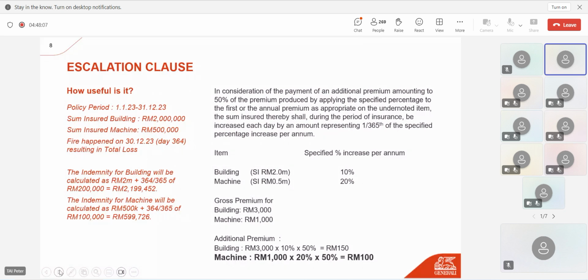Look at your competitors' policy. If they don't have this, explain this condition to them. Make sure that once they hear this, definitely they will cancel their policy and sign up with you.